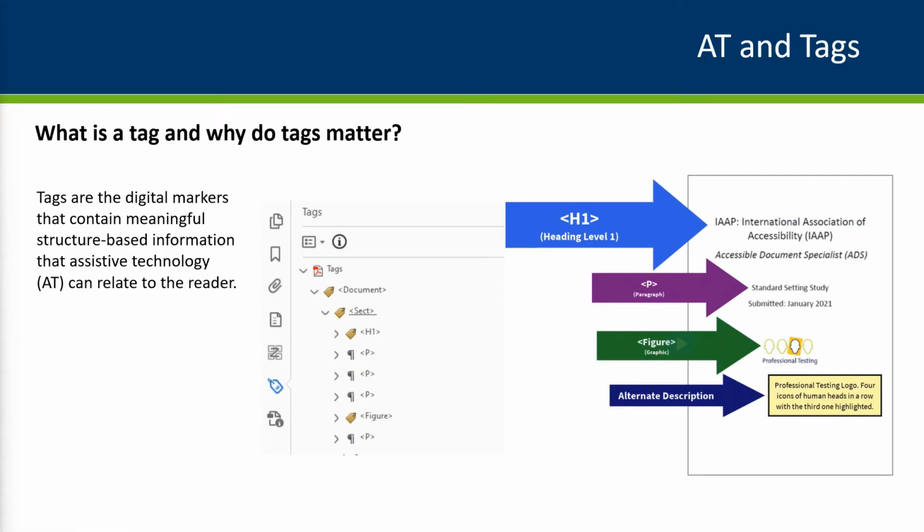So this just shows you the tagging structure from that example I gave earlier. The tags are the digital markers that contain the structure information for assistive technology. So that's heading 1, P tag, figure tag, alt text, etc. And that's what people are talking about when they say, make sure you tag your documents.